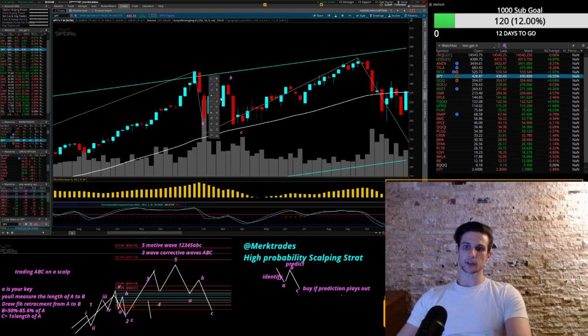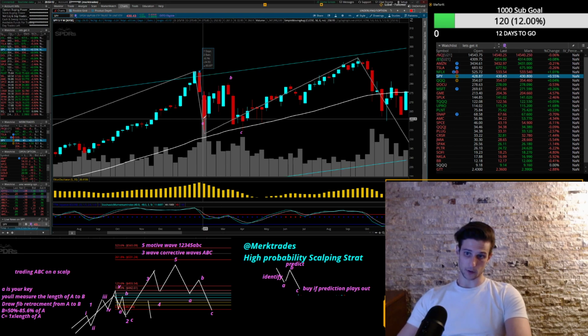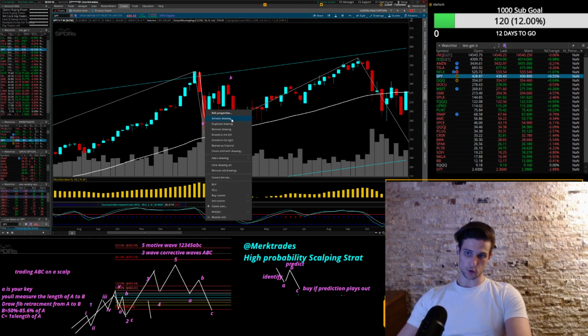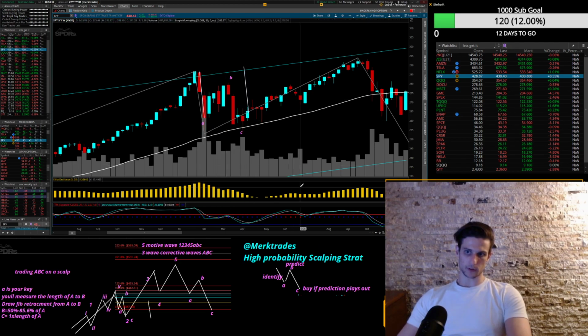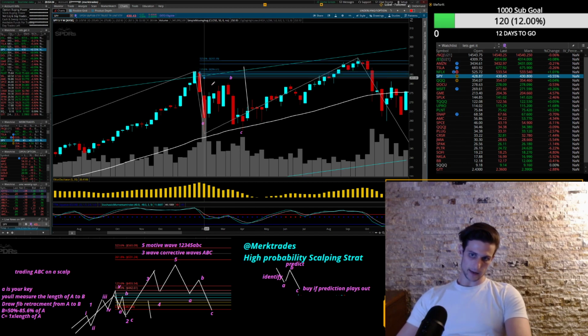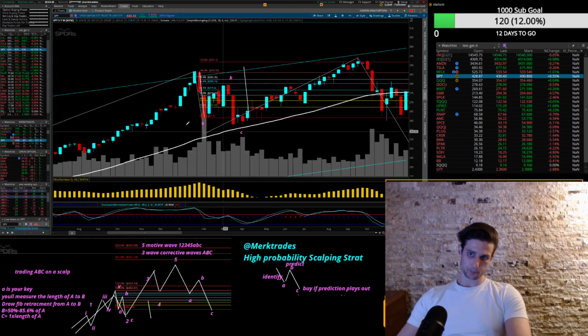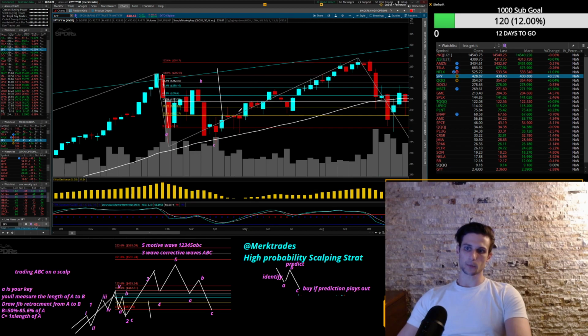So your A is your key. You're going to measure your A by drawing first a line from the high to the low, duplicate that line, pull it over. Now you have a length measurement of A. The next thing you're going to do is draw a Fibonacci retracement, which is a high to a low, and then plan your predictions. So I always go 78 to 68 on my B, but I know that it's valid from the 50 to the 84, right? So that's my thesis.